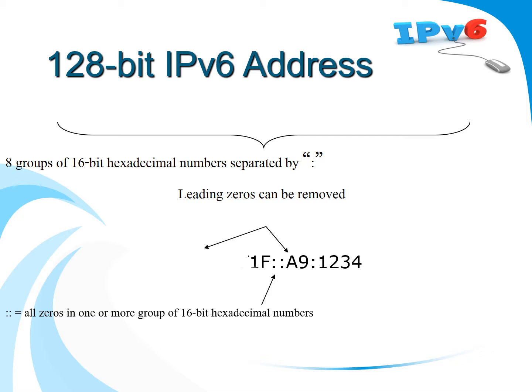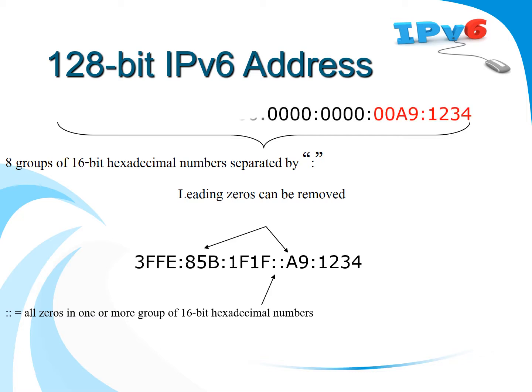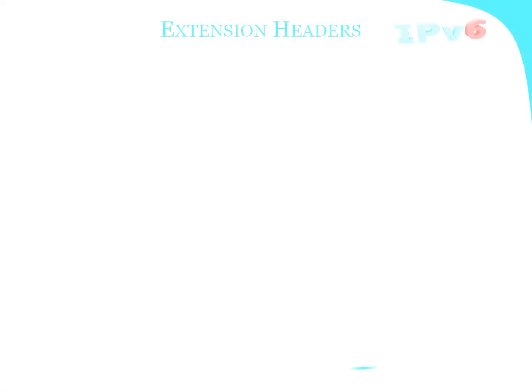IPv6 uses 128 bits with 8 groups of 16-bit hexadecimal numbers. Sounds like a lot, right? Well, it would be, but you can remove all the zeros in an IPv6 address, simplifying it like the example above. Isn't math just great?